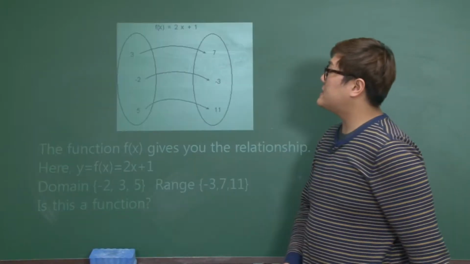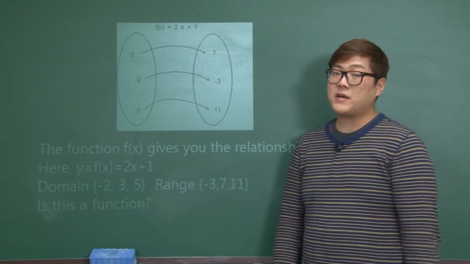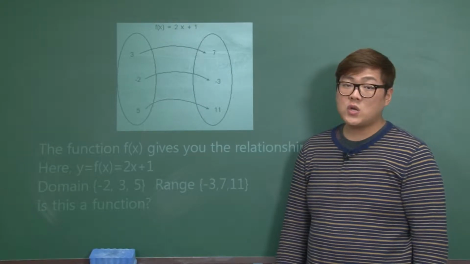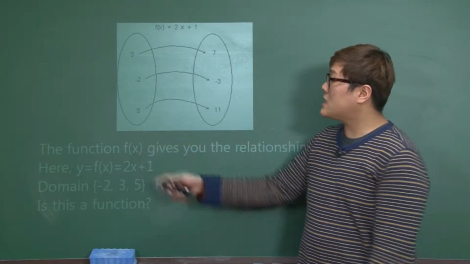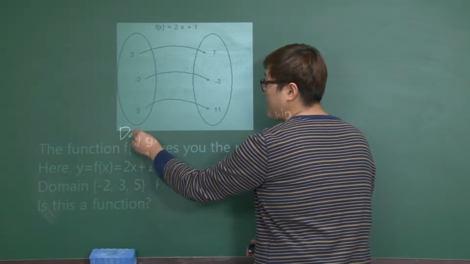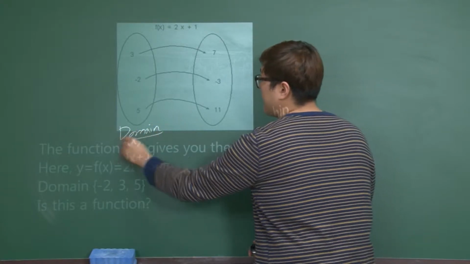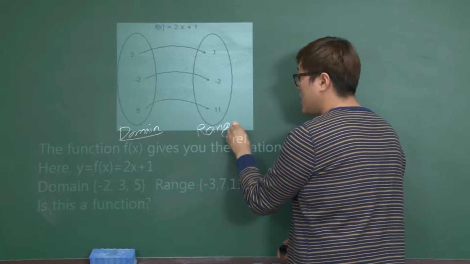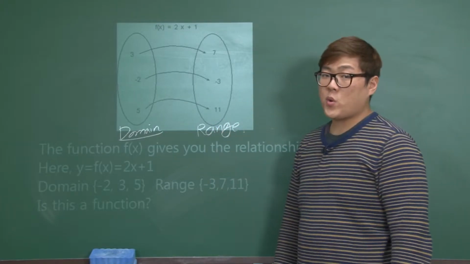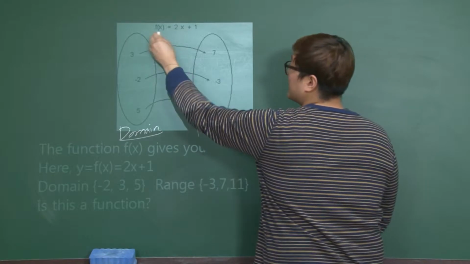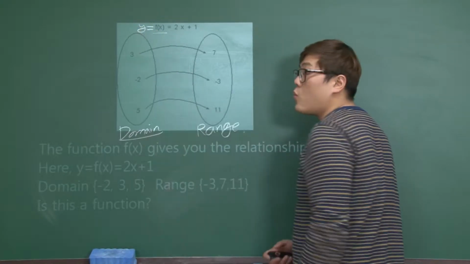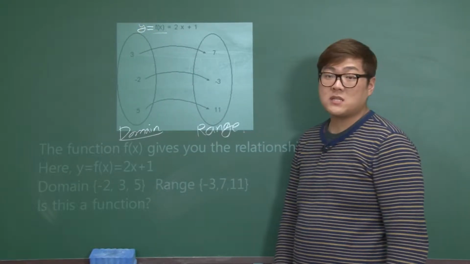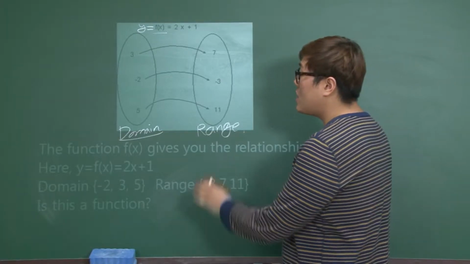Okay, let's move on to the next slide. So we're given some special relationship between two values. So this is going to be the domain, and this is going to be the range. Okay, so one more important thing. f of x also means that the y value is expressed in terms of x. So what do you know about it?